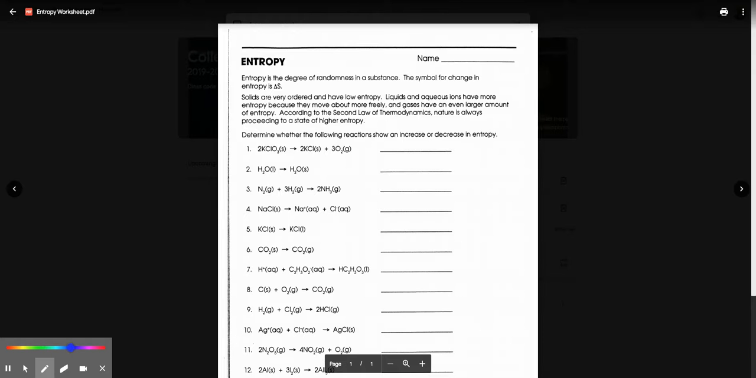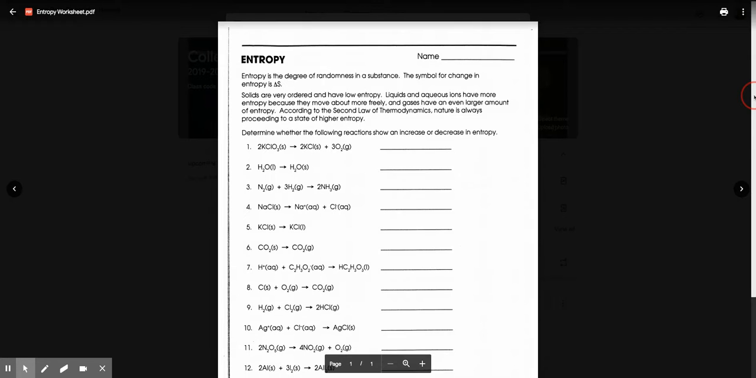Okay, this is the worksheet Entropy. Let's take a look at the directions. Entropy is the degree of randomness or disorder. The symbol for change in entropy is called delta S, and you will be using that more if you go into higher level chemistries. Solids are very ordered and have low entropy.